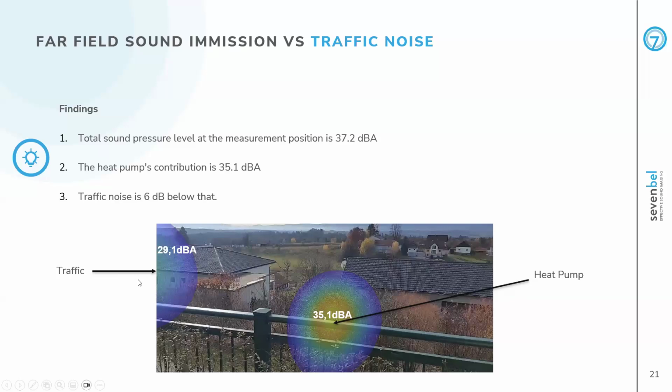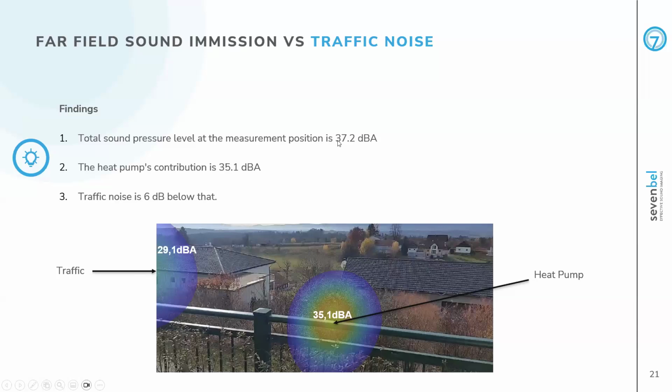So indeed, we have just confirmed easily that the noise that the neighbor is hearing is actually the heat pump, and to a lesser degree, the highway noise. So indeed, there is something to be done here in order to reduce the noise of the heat pump and at least bring it down to the level of the traffic.